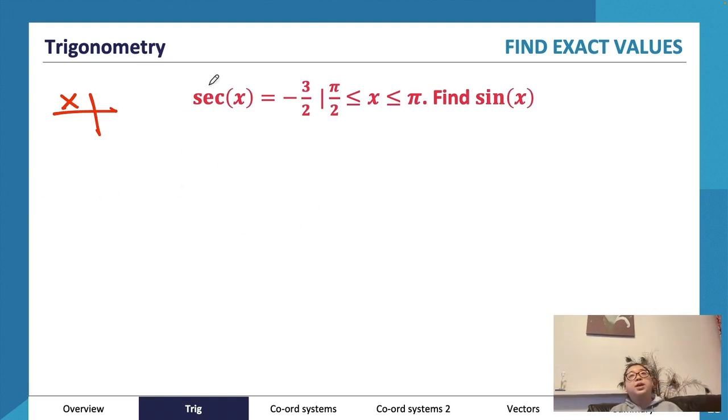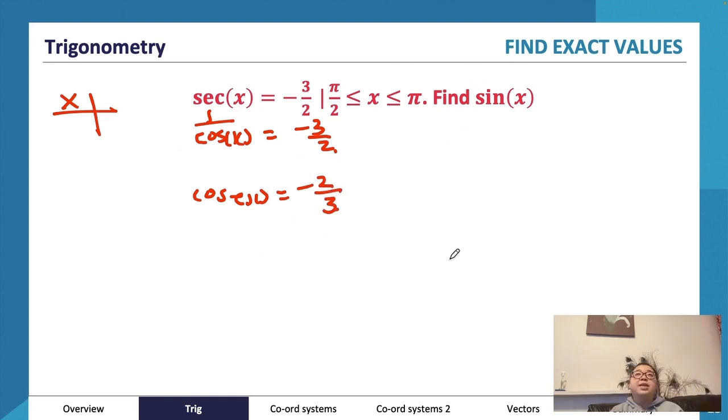So what we can do here is identify that sec x is 1 over cos x, which equals negative 3 on 2. Sorry, I don't know why I just got a sneezing fit. 1 over cos x equals negative 3 over 2. So we can swap that over and say cos x will equal negative 2 on 3.